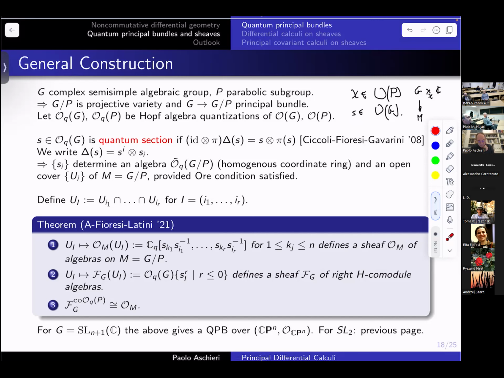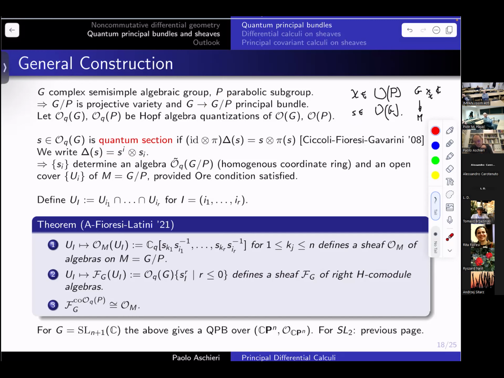in this case is a quantum group. Associated to this quantum section, the classical construction is that you consider sections of the line bundles, and the sections of the line bundles give you a projective embedding of this projective variety in some projective space. So here, the construction is the same.